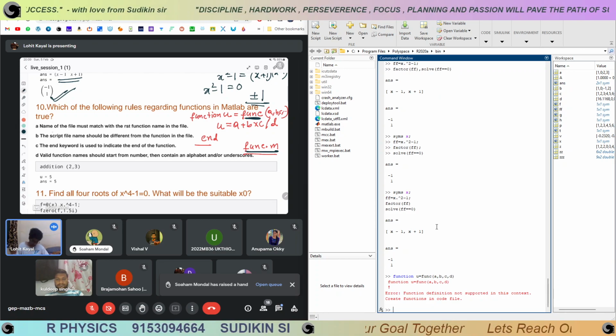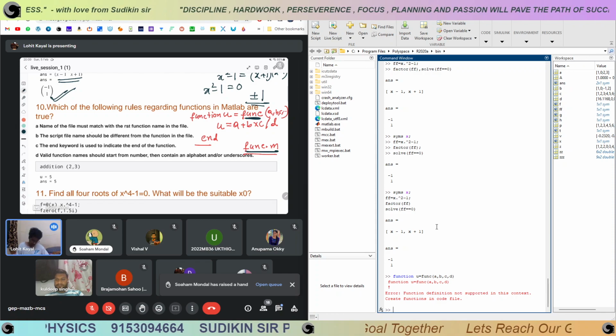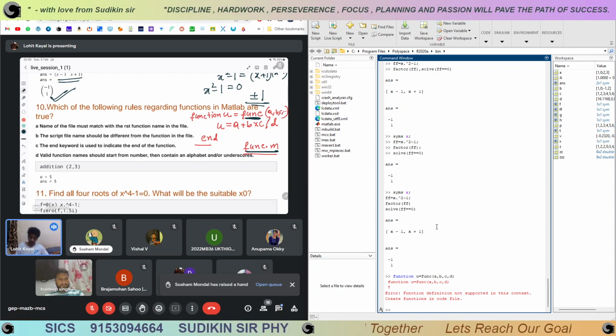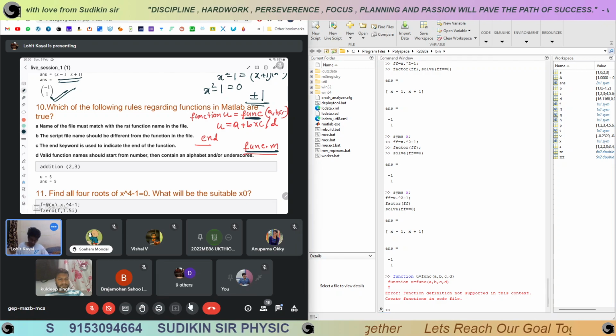So the first option, name of the file, please try it in MATLAB, then you will be able to understand.